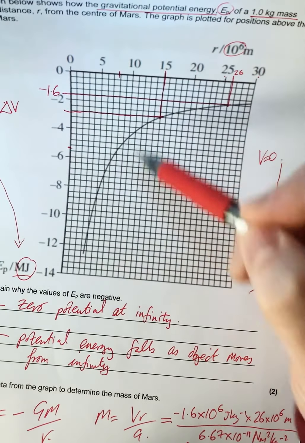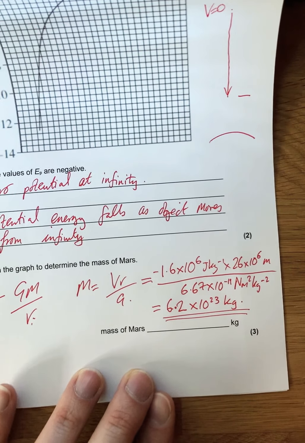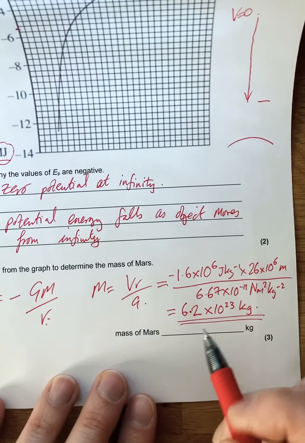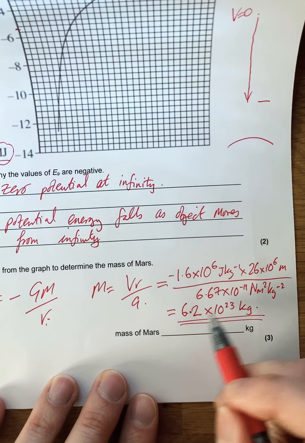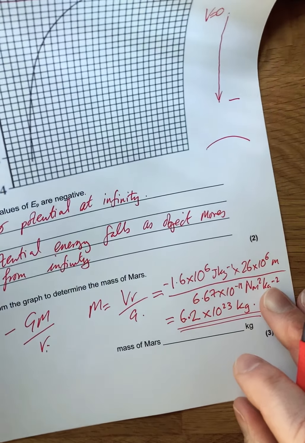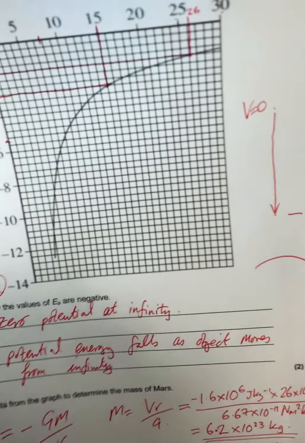It all depends on where you read off your graph. You probably will get a range of values, and usually your mark scheme will say a range of values between whatever. But that's clearly going to give us a mark because we're within that range. All right.